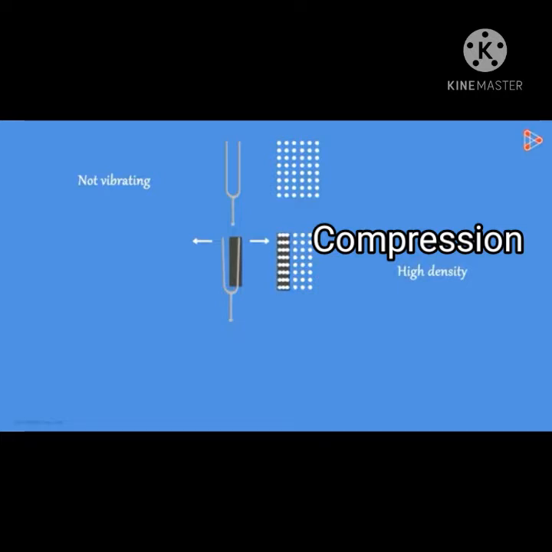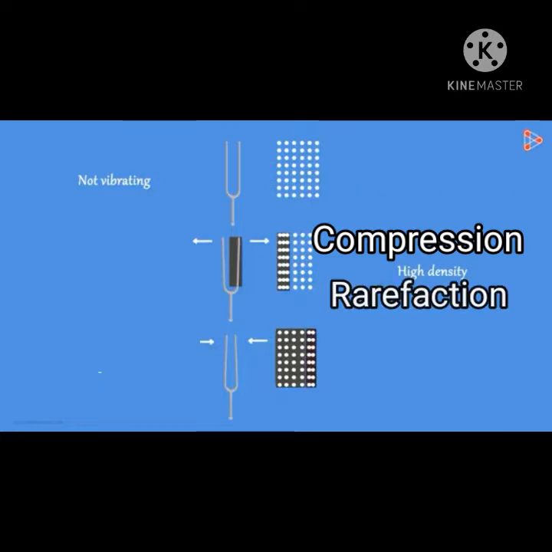In the next step of vibration, the prongs of the fork come close to each other. In this case, the air molecules near the prongs get more space to move away from each other. As a result, the air pressure in this region decreases. Such a region in which air is at low pressure and low density is called rarefaction.